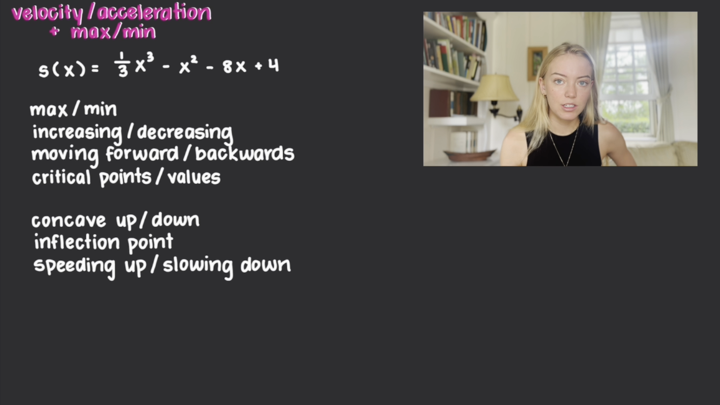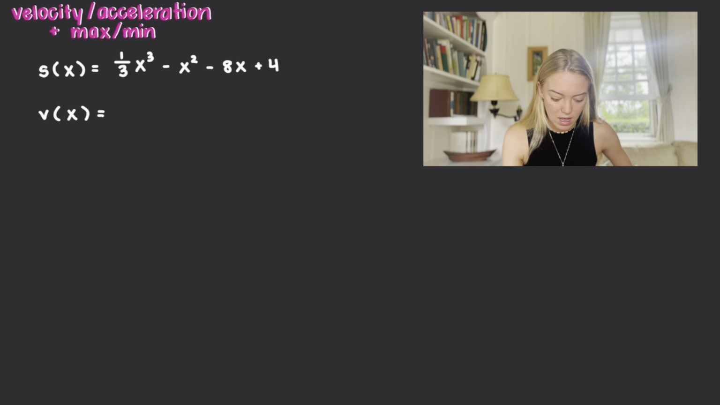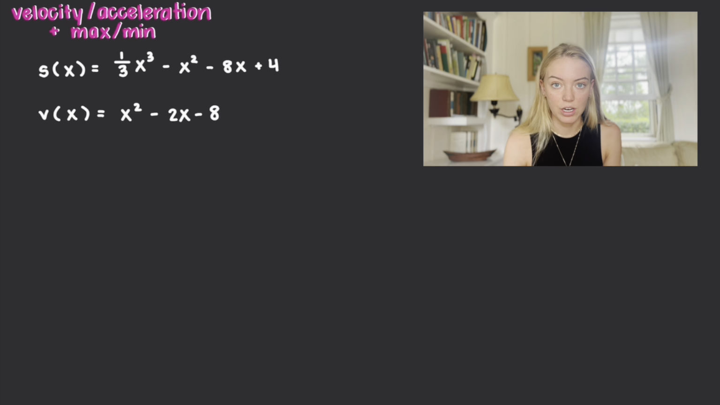So let's take the derivative of this. The derivative of the position function is going to be the velocity function, which a lot of the time is called v of x or v of t, v for velocity. So if we take this derivative, it's going to give us x squared minus 2x minus 8. Okay, so now that we have the velocity function, our first step is to set this equal to 0 and solve for x. Stay with me.